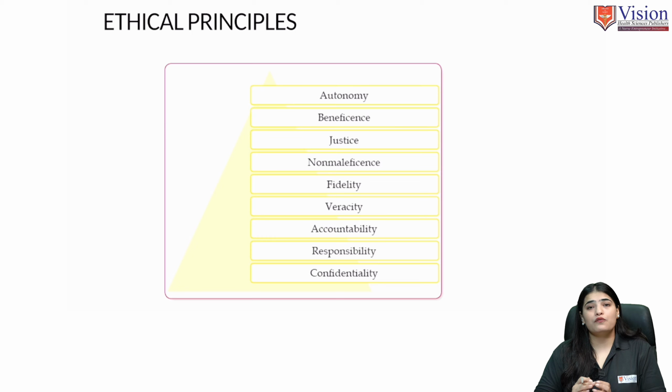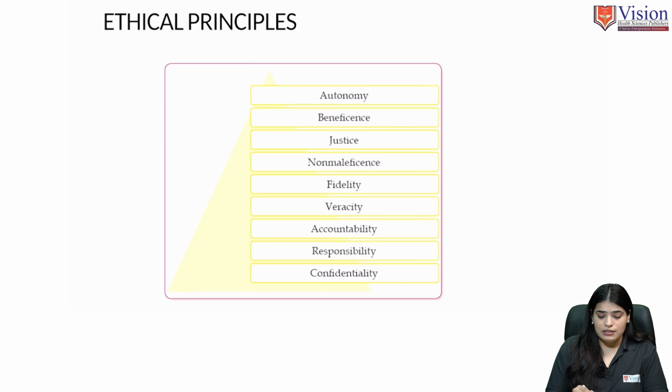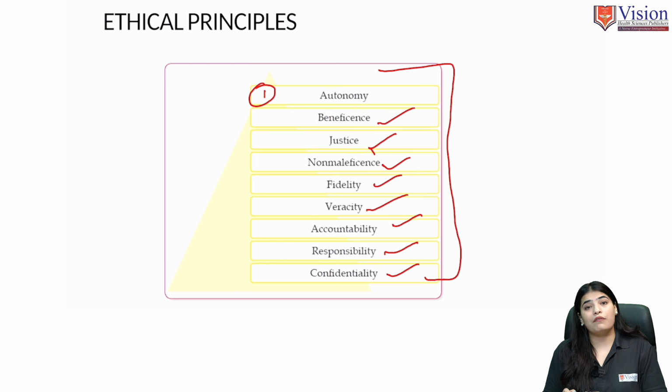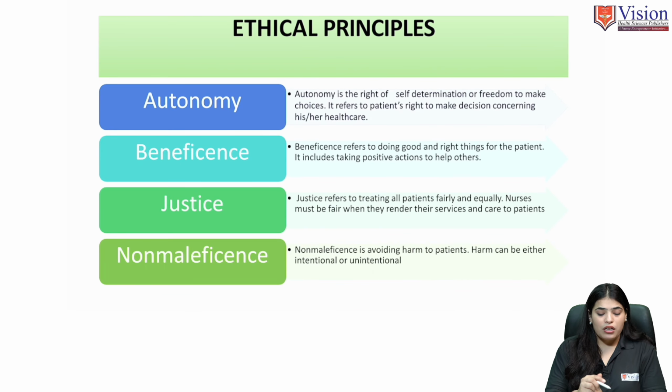So there are the following ethical principles that we follow in nursing, and it is very important. The first one is autonomy, beneficence, justice, non-maleficence, fidelity, veracity, accountability, responsibility, and confidentiality. These are all the ethical principles that we have to follow in nursing. So let's start. What is autonomy?